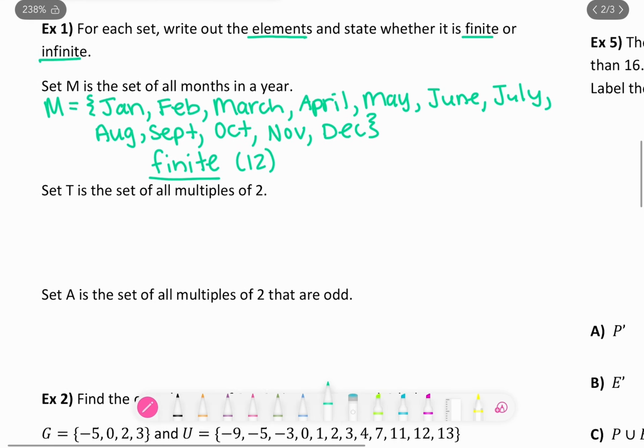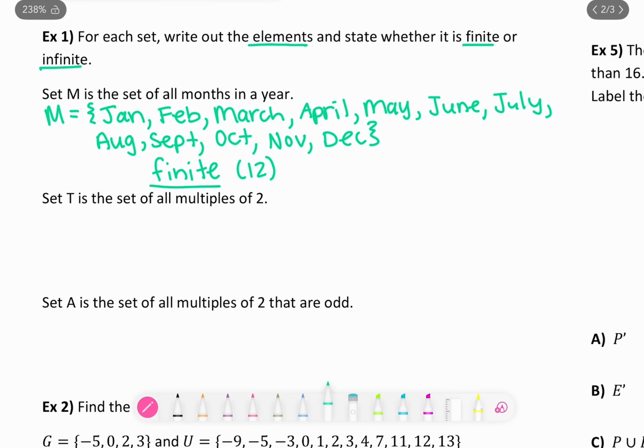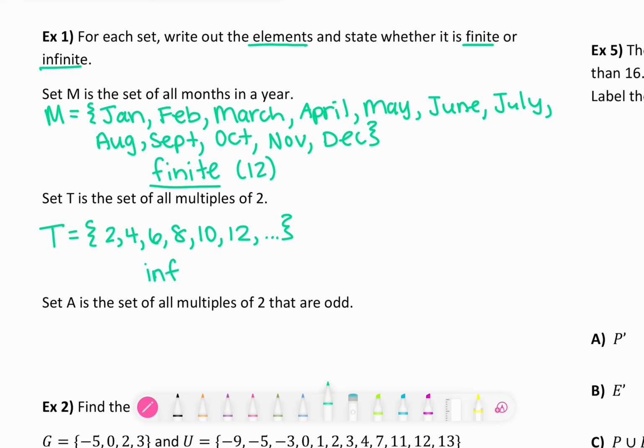Looking at the next one, set T is the set of all multiples of 2. Starting with 2, we have 2, 4, 6, 8, 10, 12, and I can keep going and going. So I'm just going to put comma, dot, dot, dot, because the multiples of 2 never end. You can keep going forever. There are infinitely many of them, so this is an infinite set.